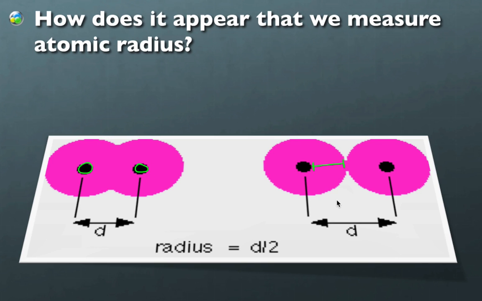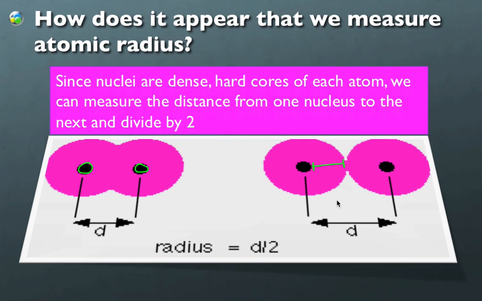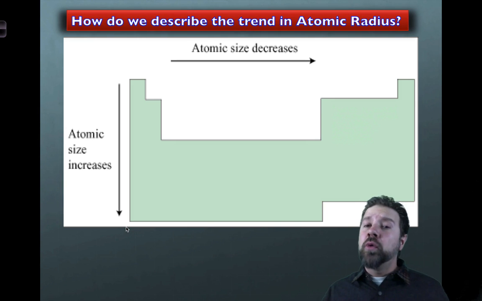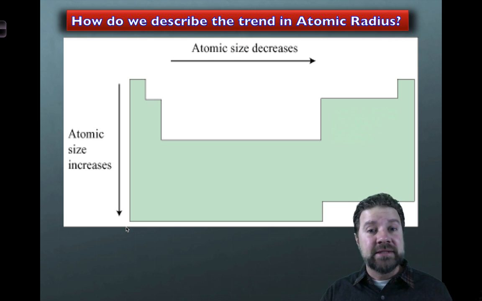So what that means is that what we could do is we could measure half the distance from one nucleus to the other, which is represented by the letter D, the diameter. Take 1/2 of it, and that's going to give us atomic radius for an atom. So now that we know what atomic radius is, it's basically atomic size, how do we describe the trend in it on the periodic table?